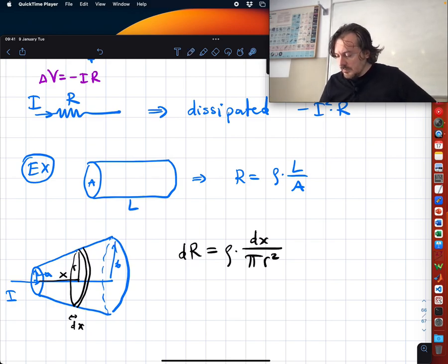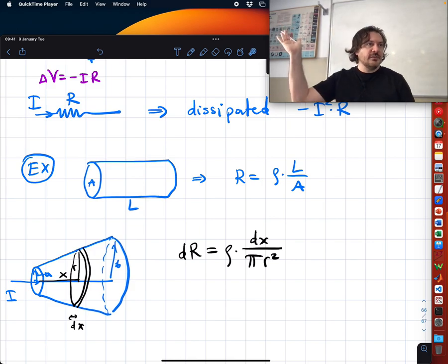We are assuming that the radius is not changing for this dx. So we simply have a disk, okay? The area of the disk is pi r squared, the length of the disk is dx, and the resistivity is rho. So I have dR, a tiny bit of resistance because of this disk. And then I sum up the disks to get this weird shaped cylinder, a cone.